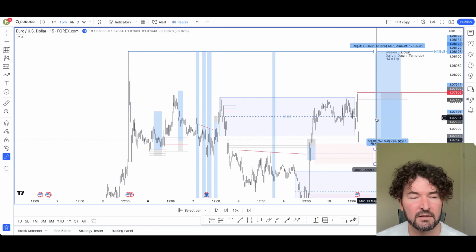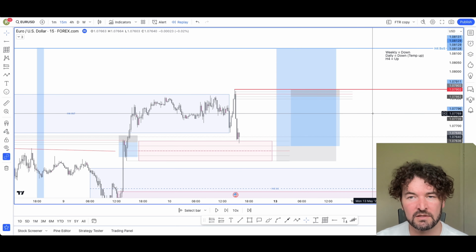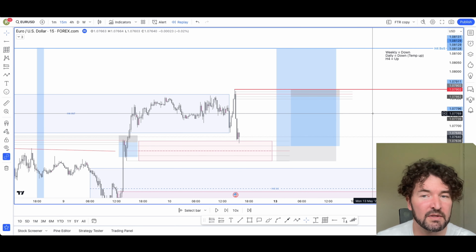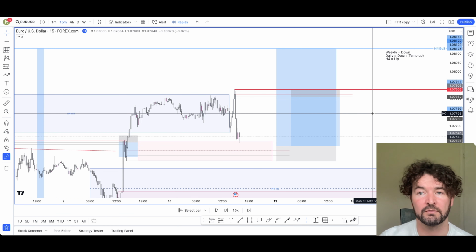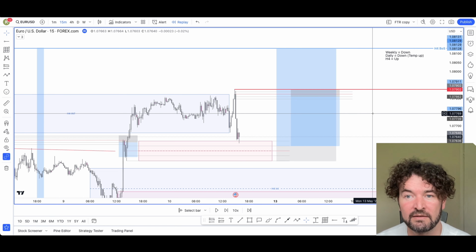Don't forget, just keep it simple. The market hunts liquidity. It's as simple as that. It's where the orders are. The market has to go where the orders are, so it can either fuel and continue or it will fuel and reverse. That's literally it.